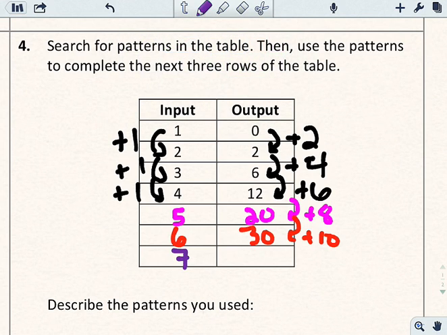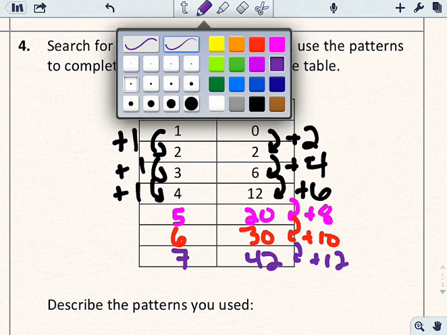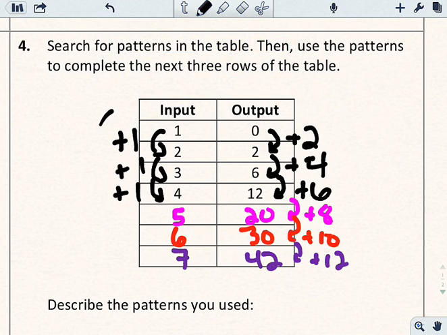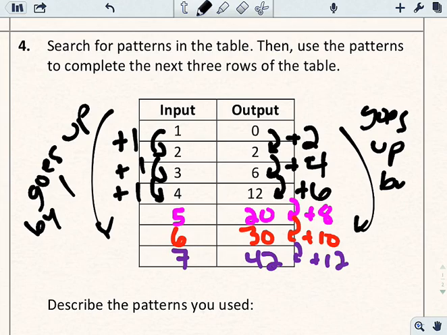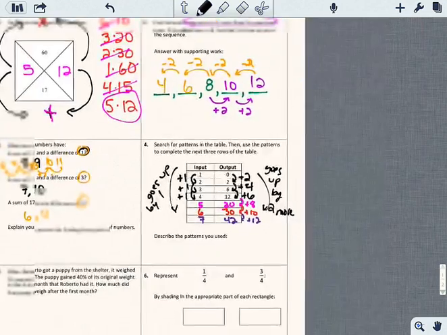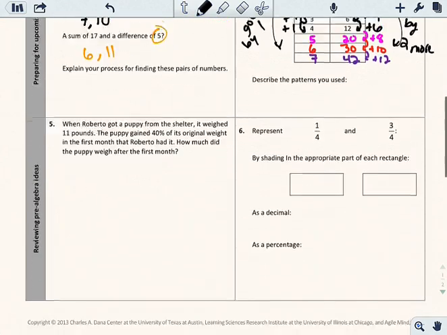And then make that 7, 2, 4, 6, 8, 10. Jump a 12, making that 42. Okay, so the pattern I used was actually twofold. I had to notice simultaneously that this side goes up by 1. At the same time, this goes up at an increasing rate of 2 more each time. Okay, it's actually not that different than some of the patterns we looked at, it's just above it.